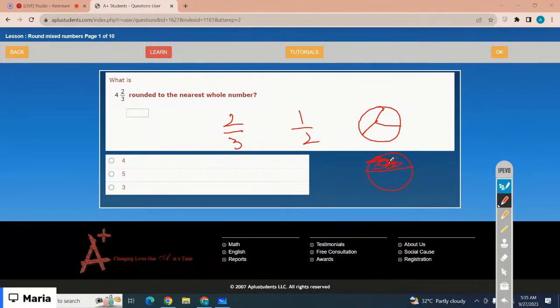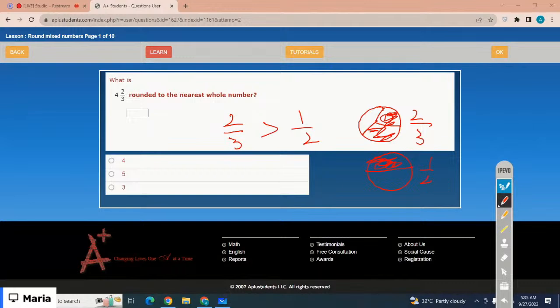This is 1 over 2, right? And this is 2 over 3. So which is greater? 2 over 3 is greater than 1 over 2, right? That is a visual representation of 1 by 2 and 2 by 3 so that you guys cannot be confused.